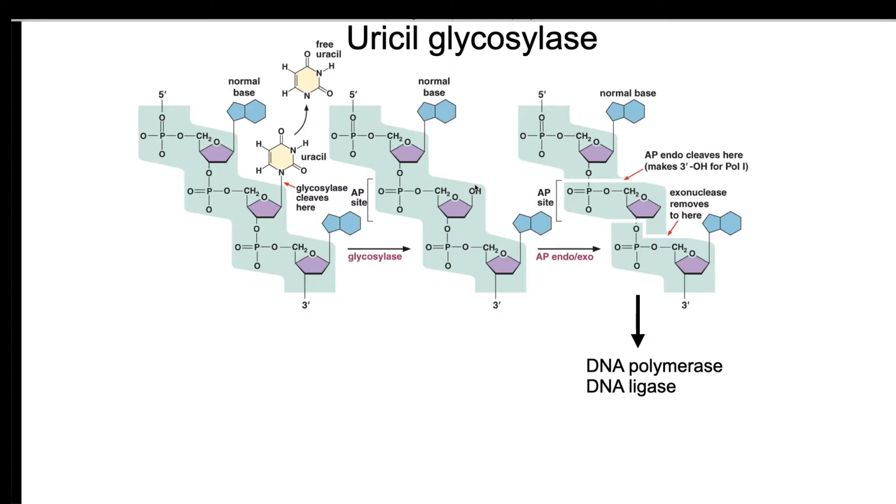And that is recognized by very specific endo and exonucleases. This AP endonuclease cleaves this bond. We break out this single base that is then replaced with a DNA polymerase, and things are ligated back together.